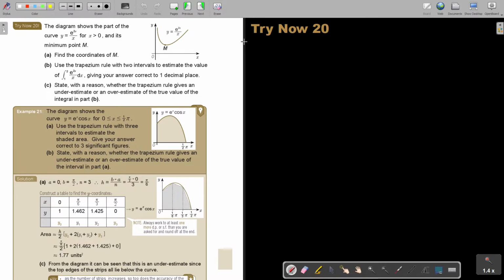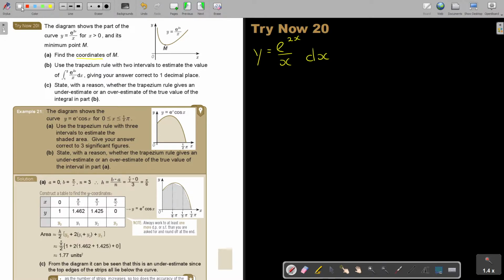Okay, let's start. The diagram shows the part of a curve, and I always write it down first. What is the curve? y equals e to the power of 2x over x. Okay. So basically, I'm just going to say for x is bigger than 0, yes, because you cannot divide by 0. Minimum point M. Find the coordinates. No, they ask for the coordinates, not just x and y.